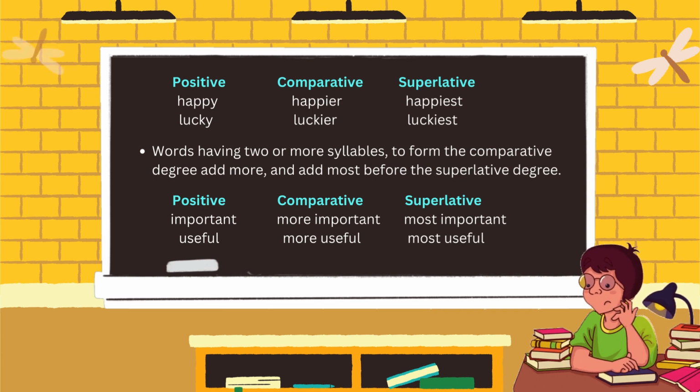Words having two or more syllables add "more" to form the comparative degree and add "most" before the superlative degree. Positive, comparative, superlative. Important, more important, most important. Useful, more useful, most useful.